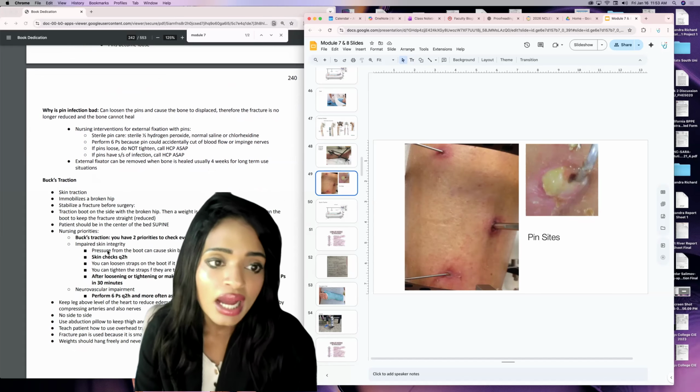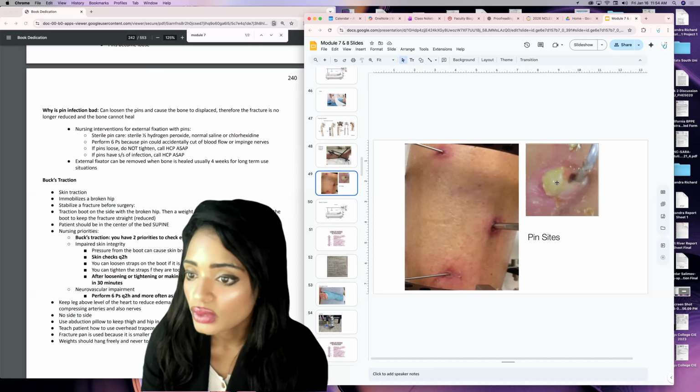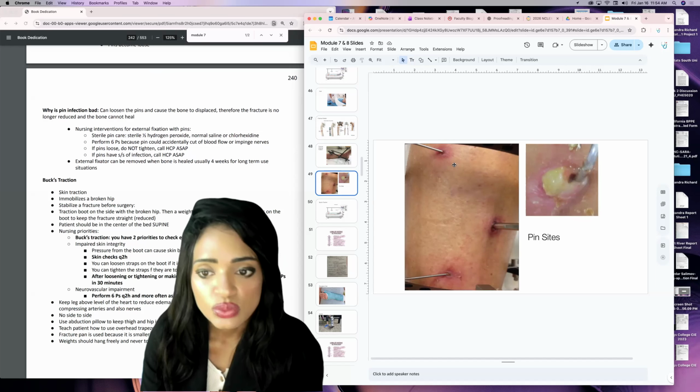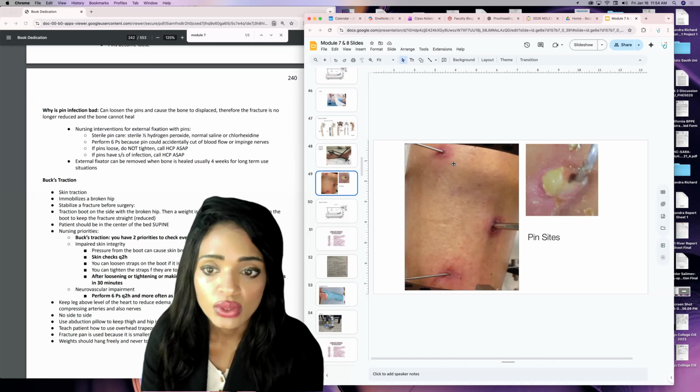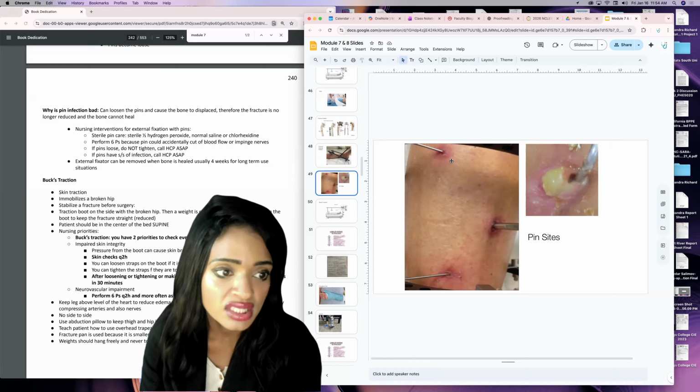So why is pin infection bad? Pin infection is going to cause swelling, and that can make the pins become loose, and it causes the bone to become displaced. So that's why we provide sterile pin care, and we're monitoring and reporting purulent drainage with any foul odor, redness, warmth to the sites, any changes in appearance that we're worried about.